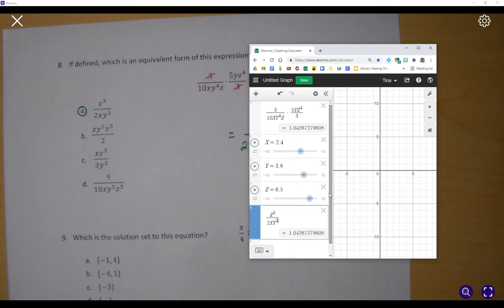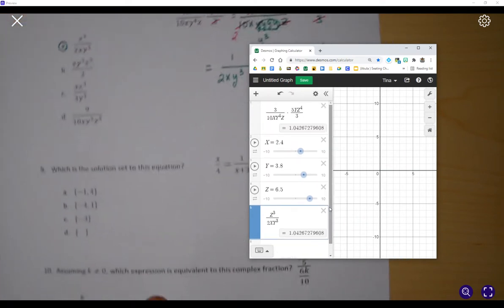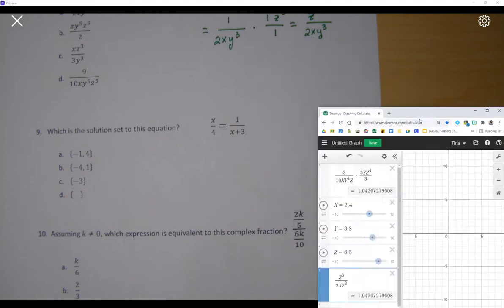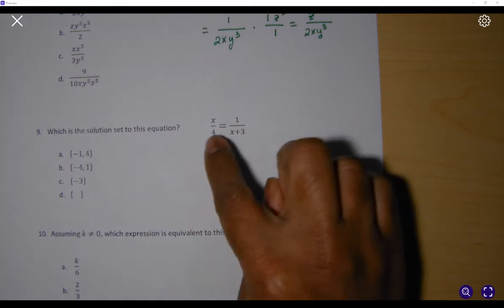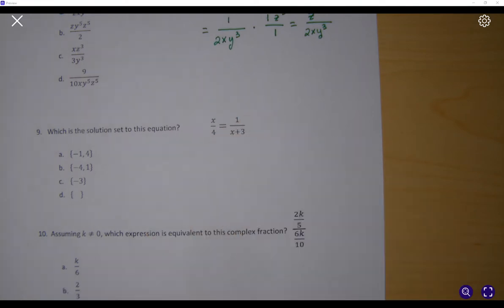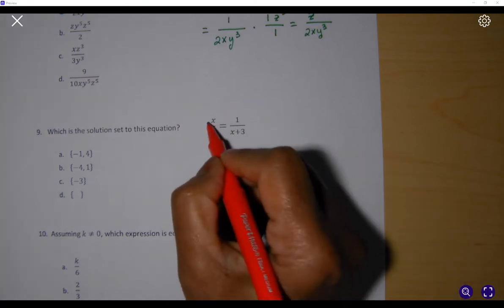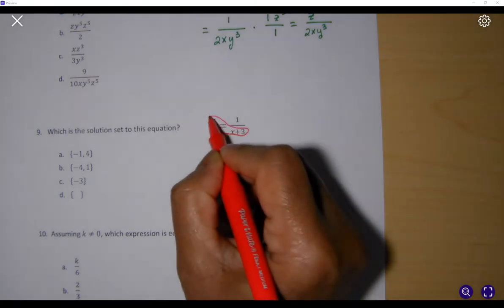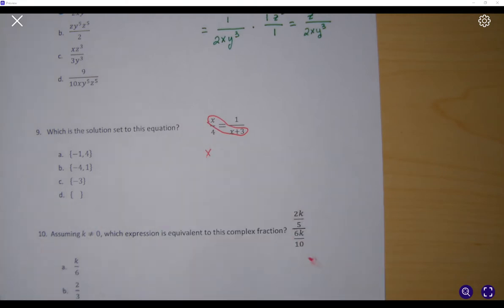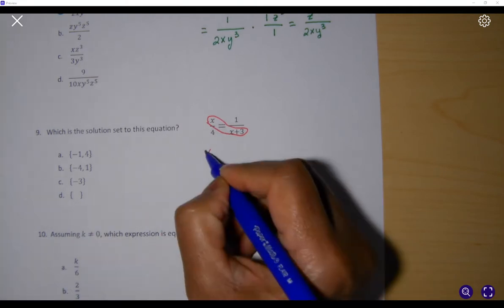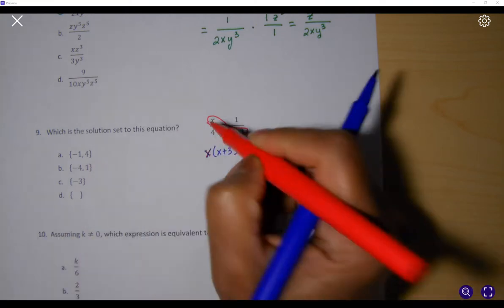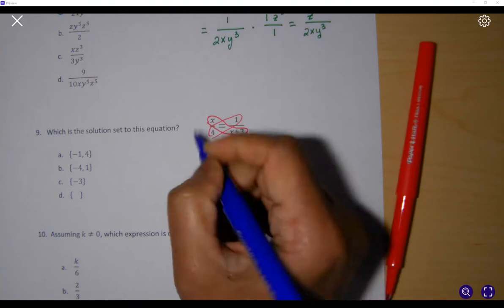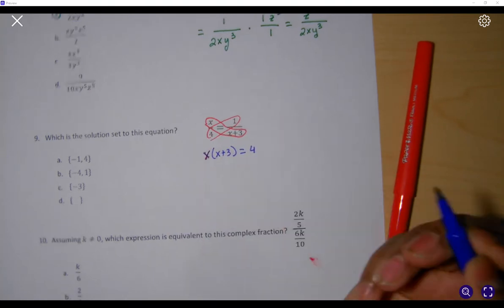Okay. It says here, which is the solution set? So now we're solving. When we're solving a fraction equation, we need to do cross multiplication. When you have a fraction equal to a fraction, we cross multiply. So you're going to do x times x plus 3 equals, and then you're going to multiply these two: 4 times 1, which is 4.